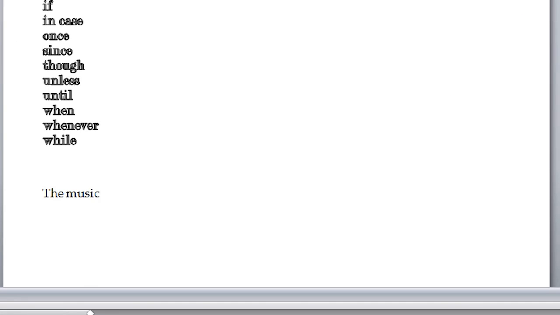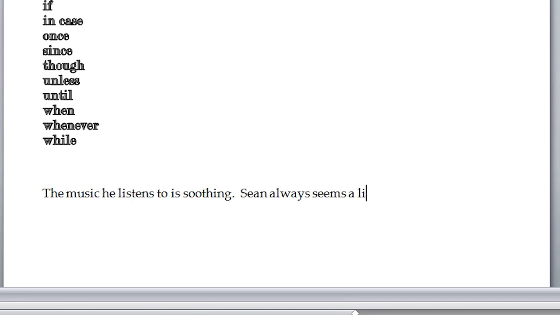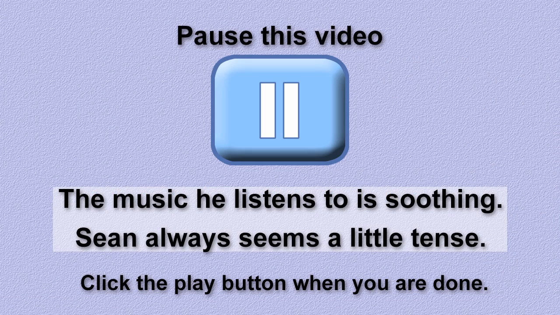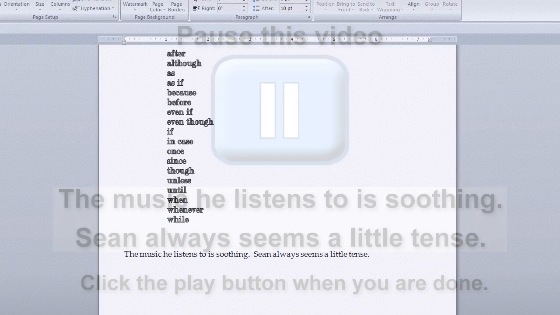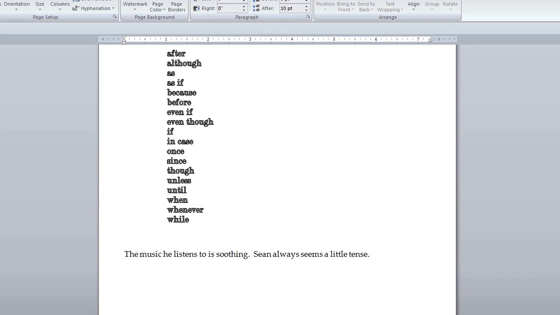The music he listens to is soothing. Sean always seems a little tense. I'll give you some time here. What do you have? Like I said earlier, there are several correct choices that a writer can make to create a complex sentence. I'm going to give you one. Although the music he listens to is soothing, Sean always seems a little tense. Did you put the comma in the right spot?